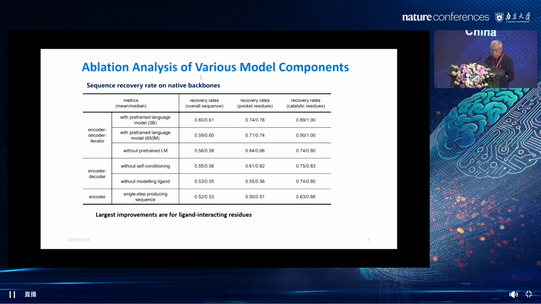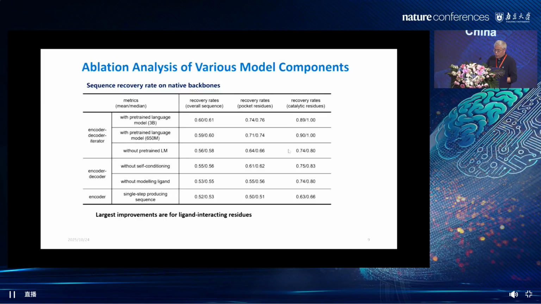For example, the top row is the full model with everything. And here we gradually reduce the scale, the size of the language model, and we see a gradual dropping of the native recovery rate. And without the iterator, without the language model and the sidechain conformations, there is also a deteriorating of the recovery rate, and without the ligands, we see very significant deterioration of the pocket residues.